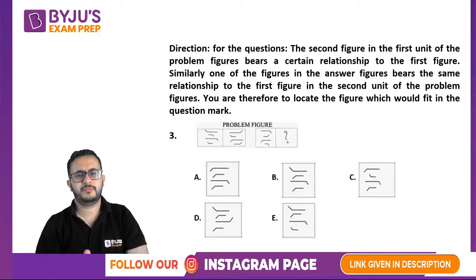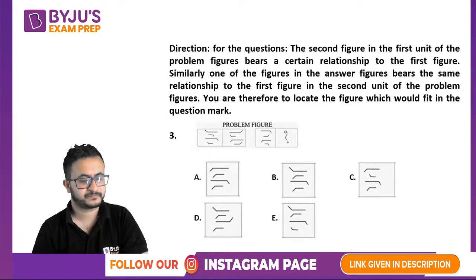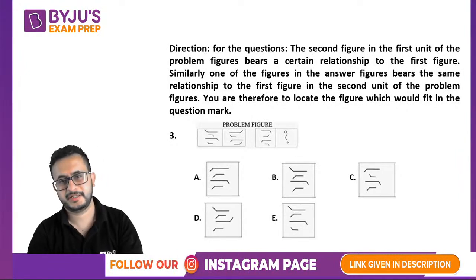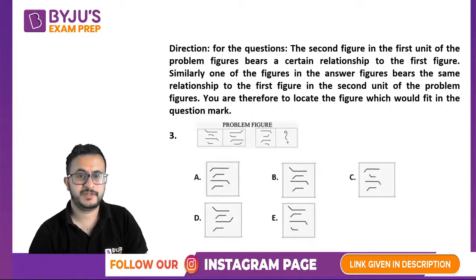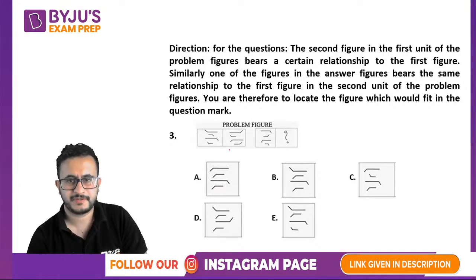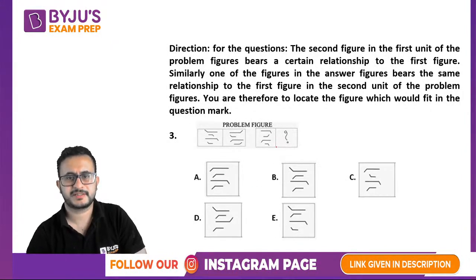So basically it is all about observing patterns, for any type of question, right? Whether it is series, analogy, odd one out, or anything. So in this question, we are given a figure with some relation. We have to find the figure that will complete this.